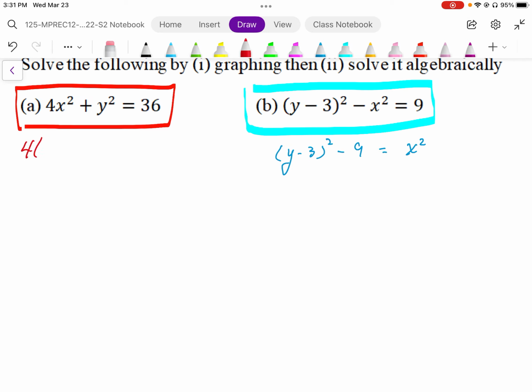So we have 4 times x squared plus y squared equals 36. And the x squared can be replaced with (y minus 3) all squared minus 9. Okay, so we've gotten rid of one of the variables. We're then going to solve for y. We're going to just expand out these brackets.